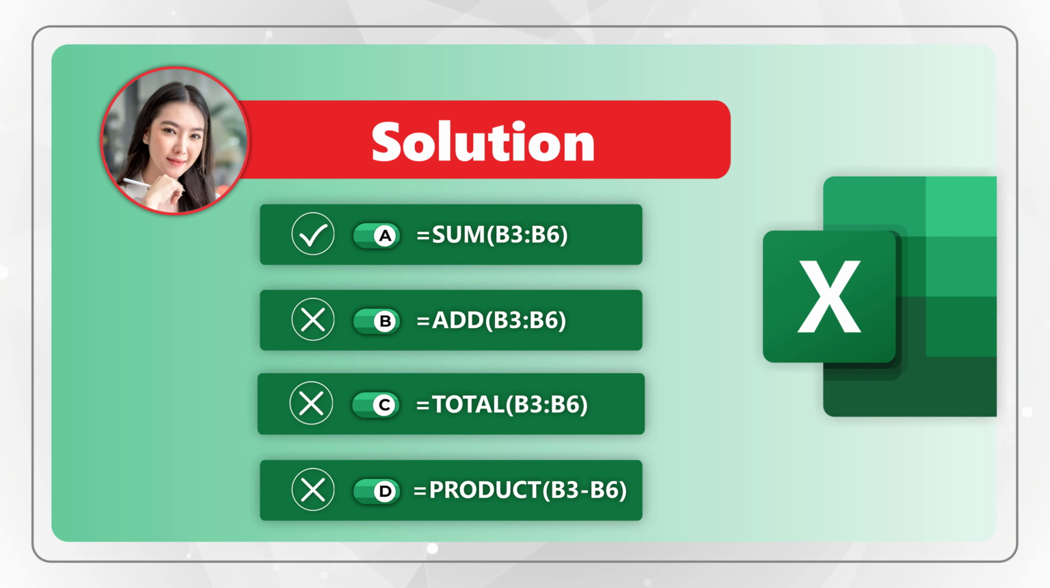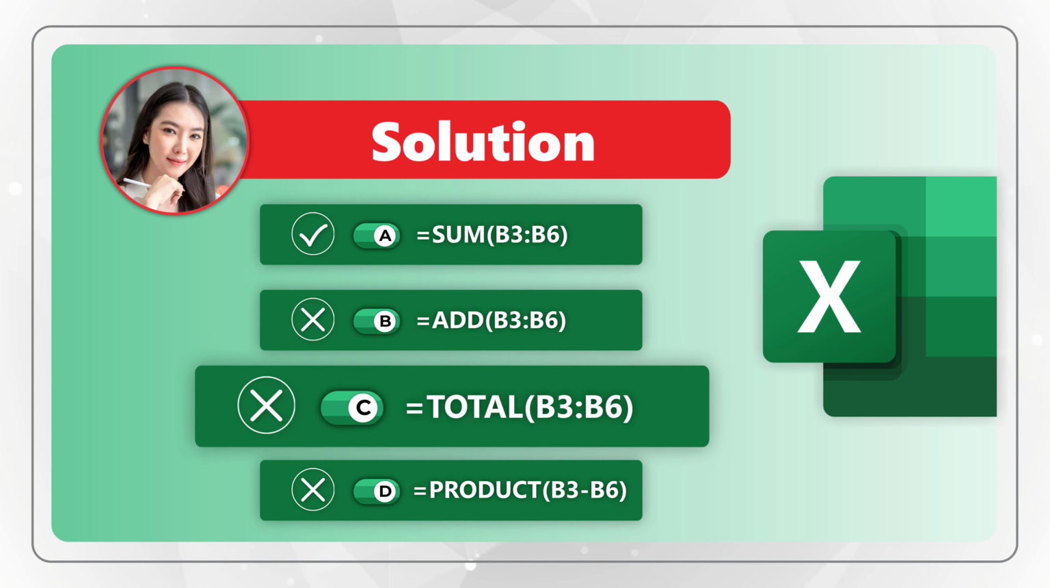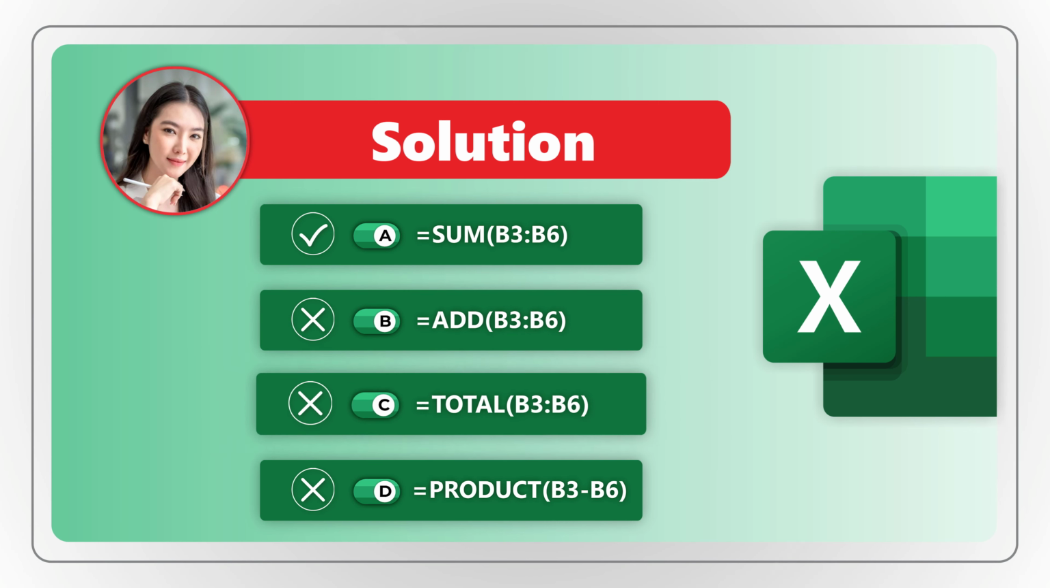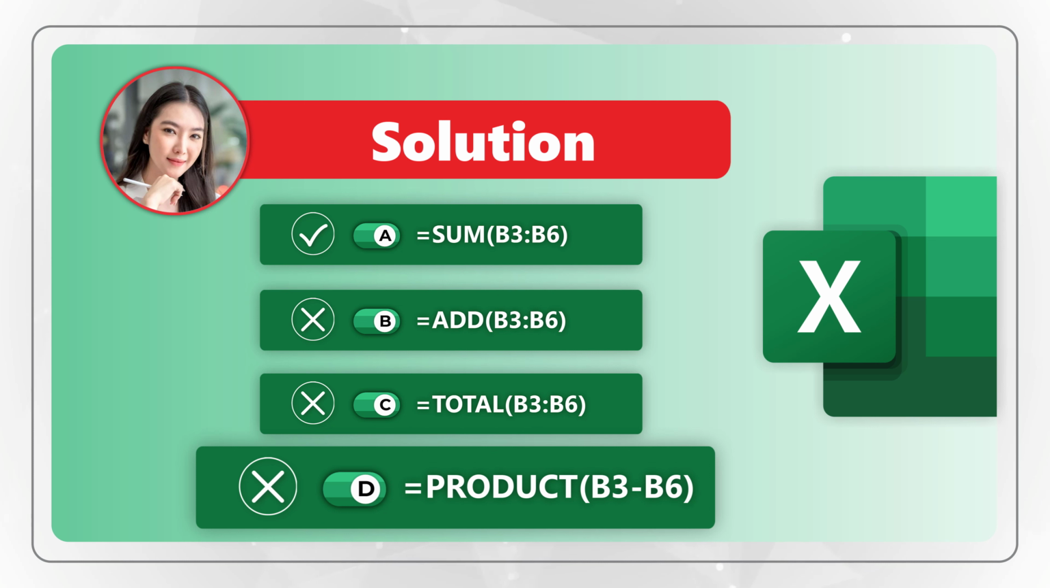Let's look at why other options are incorrect. Option B, ADD values B3 through B6, is not a valid Excel formula. Option C, TOTAL B3 through B6, is also not a valid Excel formula. And choice D, PRODUCT B3 minus B6, will not multiply the values in the range B3 through B6 together, and it will not give you the total sales for 2022.